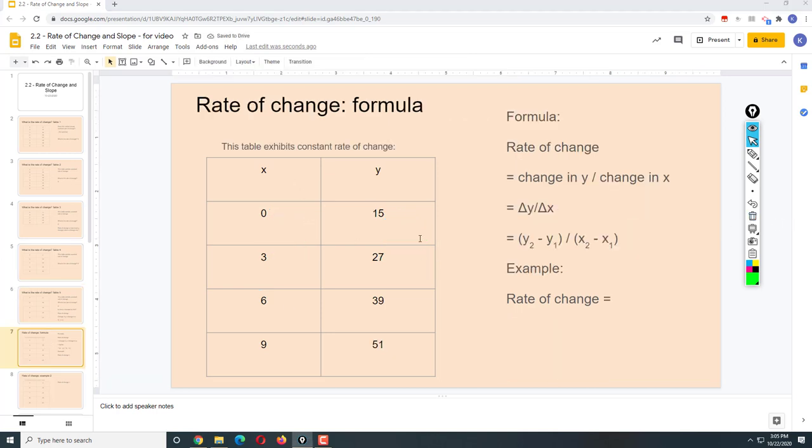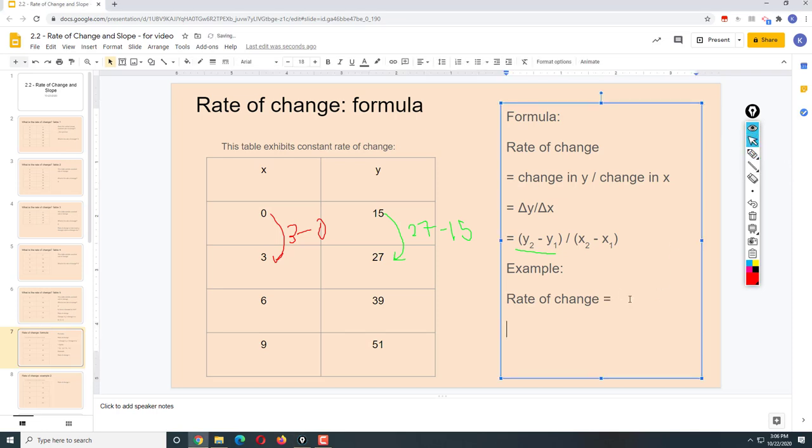So if we have a question like this, y is changing from 15 to 27. So the change has to be 27 minus 15. That's the change in y. X is going from 0 to 3. So the change is 3 minus 0. So the rate of change has to be the change in y, which is 27 minus 15, divided by the change in x, 3 minus 0. So that's 12 divided by 3, which is 4.